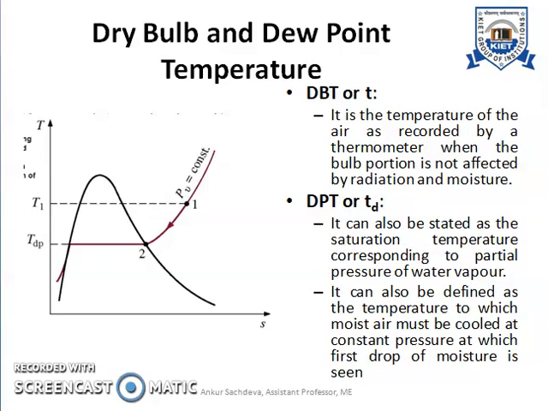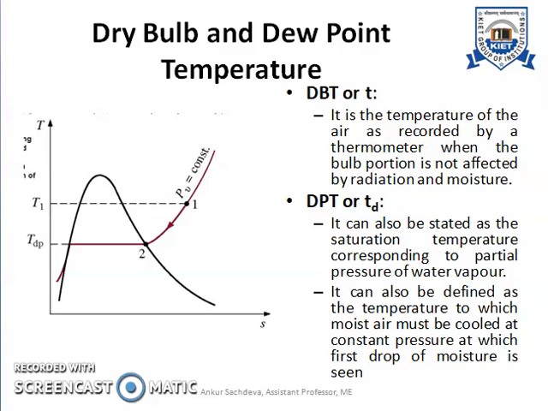So if you suspend the thermometer in the outside air, and you notice that the temperature reading is coming as 35 degrees Celsius or 40 degrees Celsius in the summer condition, then this temperature, which is indicated by the thermometer, is nothing but the dry bulb temperature. Provided that it is not affected by the radiation, or you are not adding any kind of moisture to the bulb part of the thermometer.